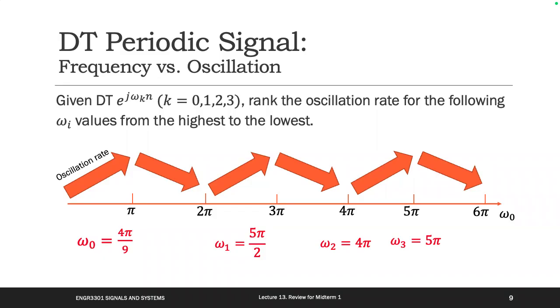So let's check that. Like 4 pi over 9, because if here is 4.5, it is half, right? So which means it is just maybe here, right? That makes sense to you? And 5 pi over 2, what is it? 2.5 pi, right? So which means it is half here, right? So 4 pi is just here. So the 5 pi is here. So which one is the highest?